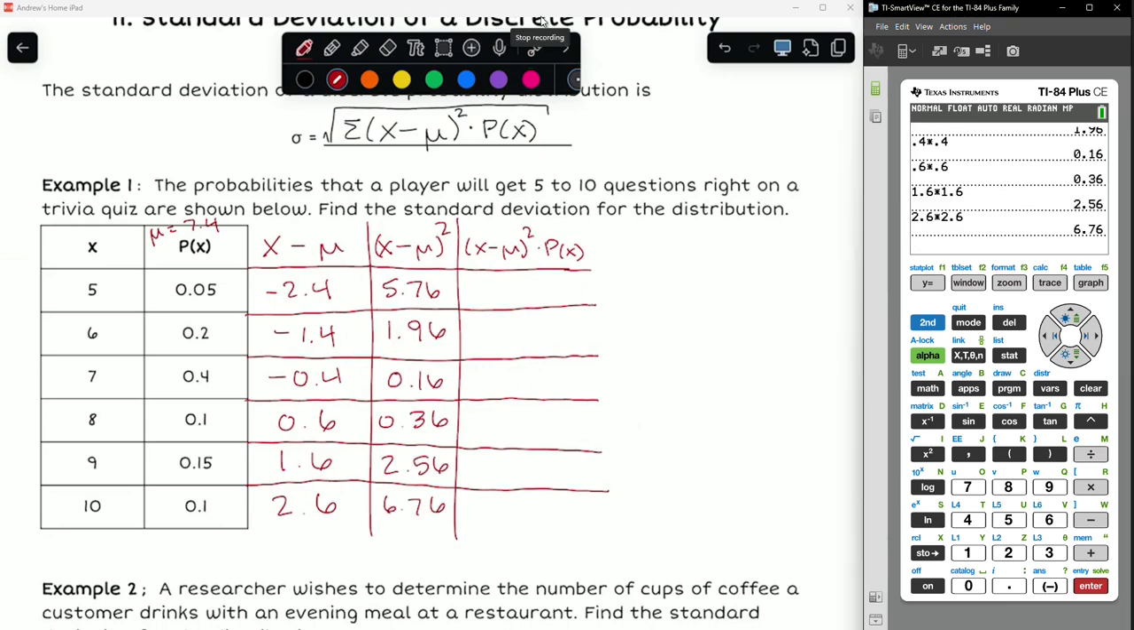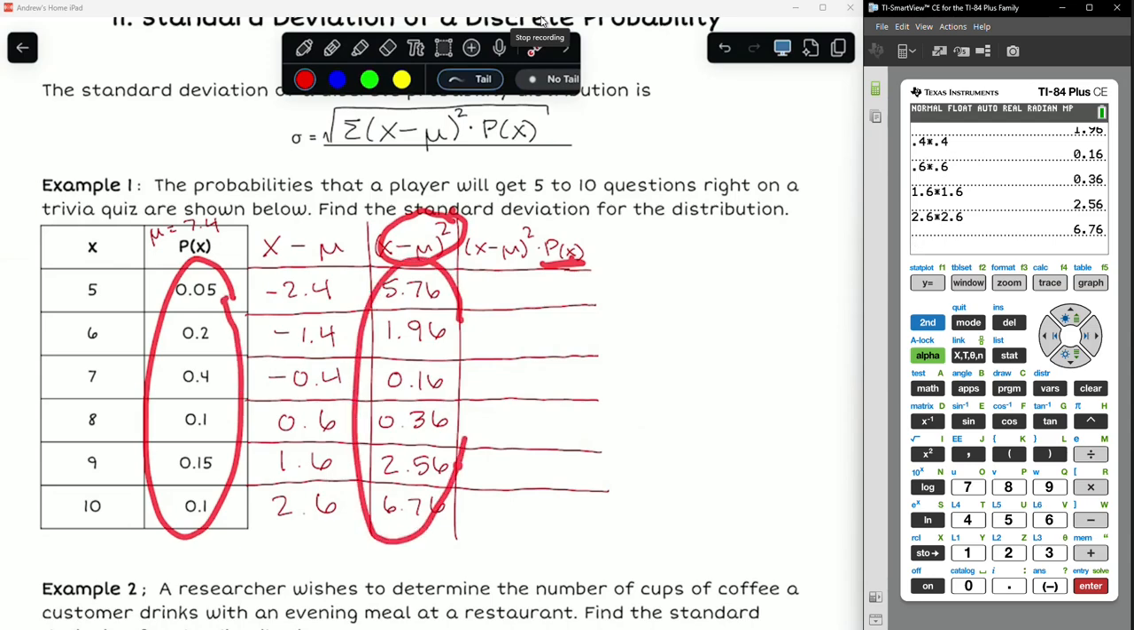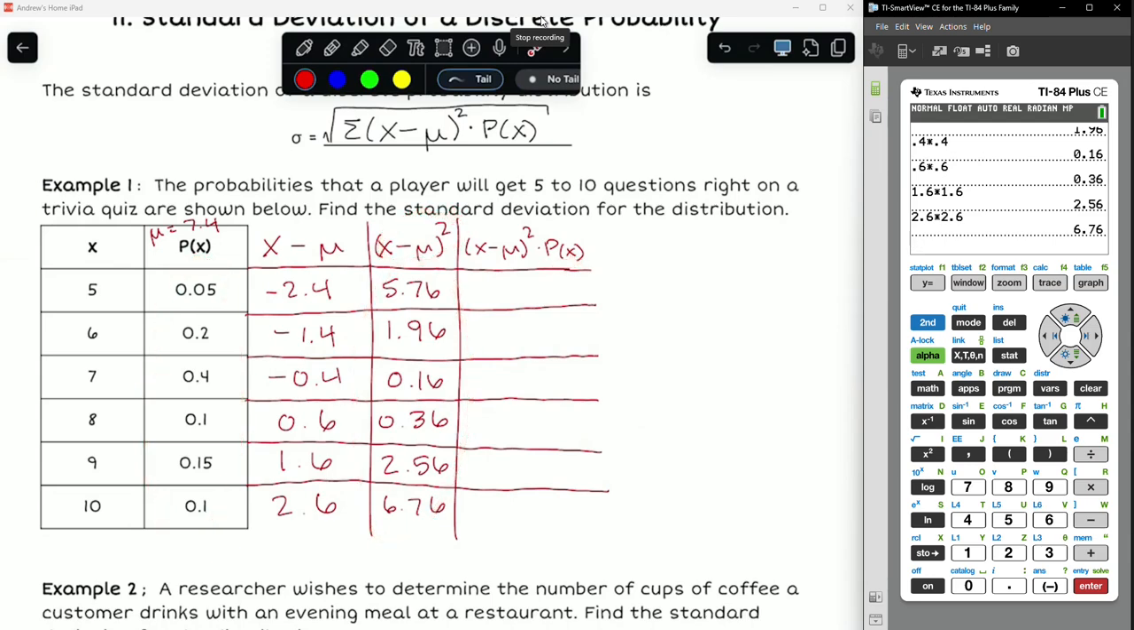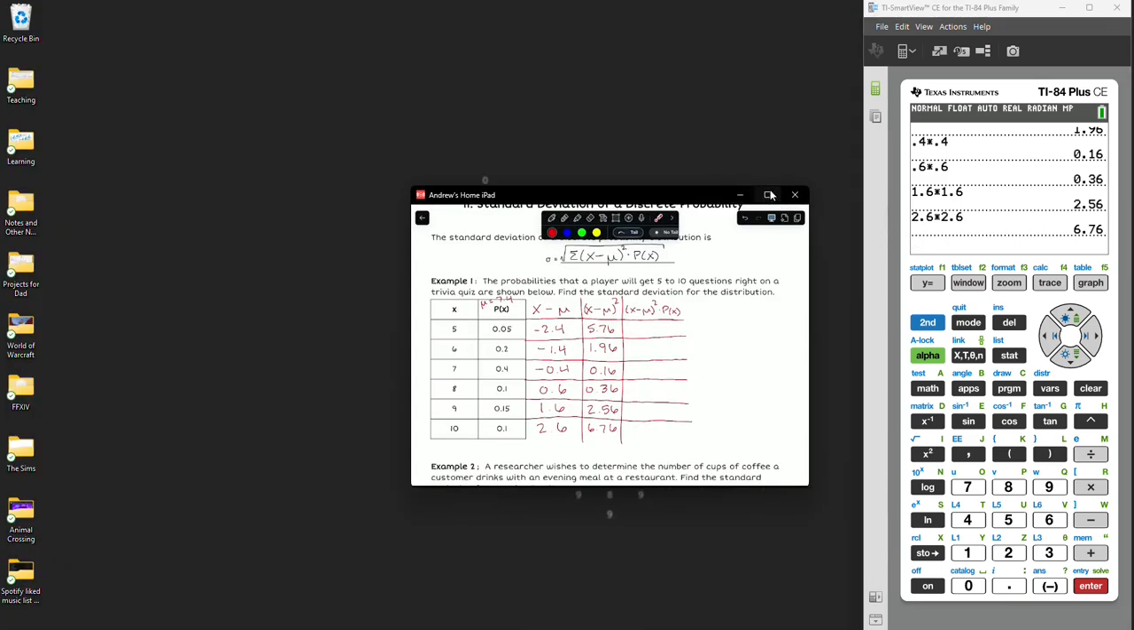All right, for our next column, we're going to go ahead and take our deviation squared and multiply it by our probability. So it's this column times this column. So for that first calculation, I'm doing, whoops, I did not mean to do that. Hold on just a second here.